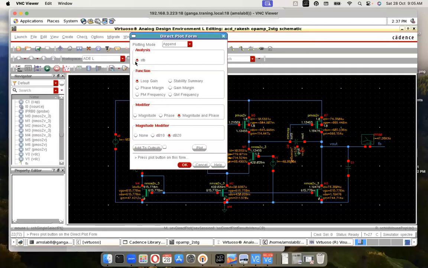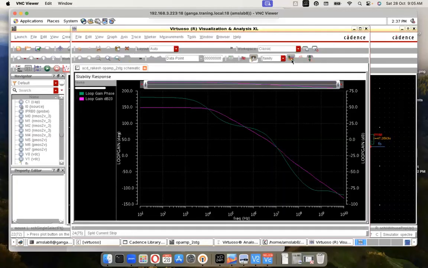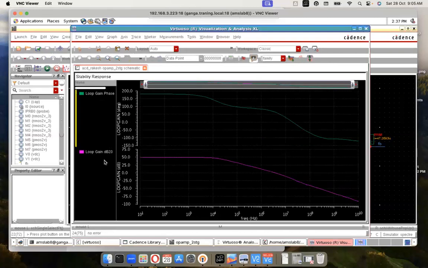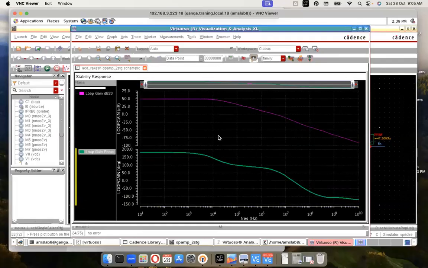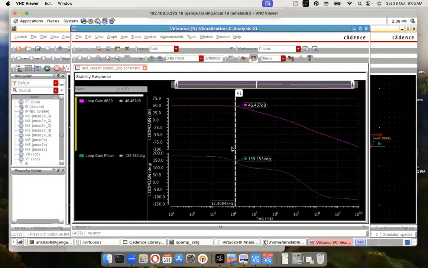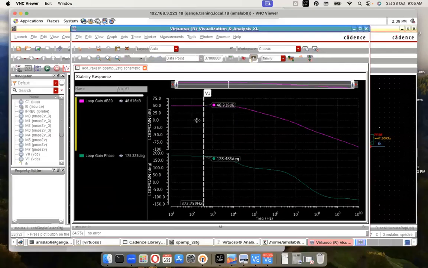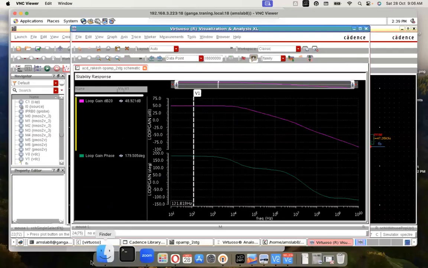We can just say, can you please plot me the loop gain, both magnitude and phase at dB20. You can add to outputs. Let's say plot. Separate it out. This is loop gain. This is phase, right? You can pull it down according to your convenience. I just put a vertical marker with V. So DC gain is what? Close to 49 dB.